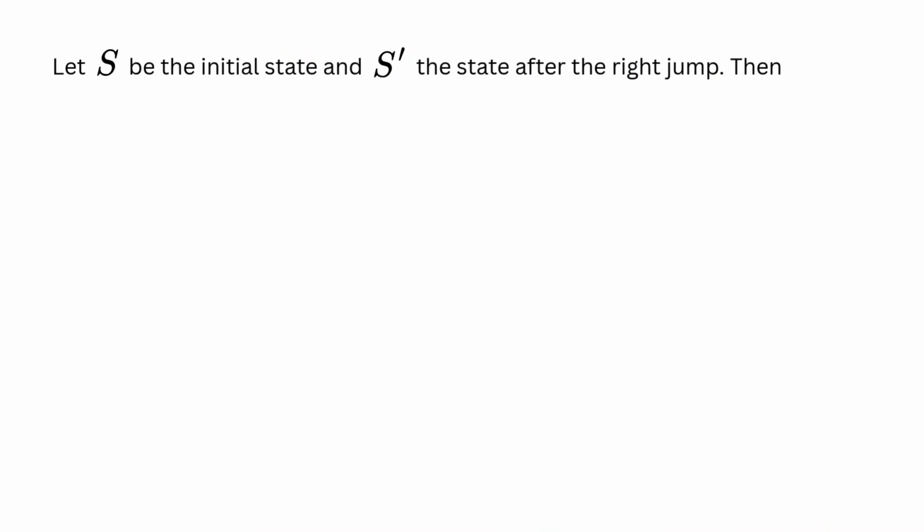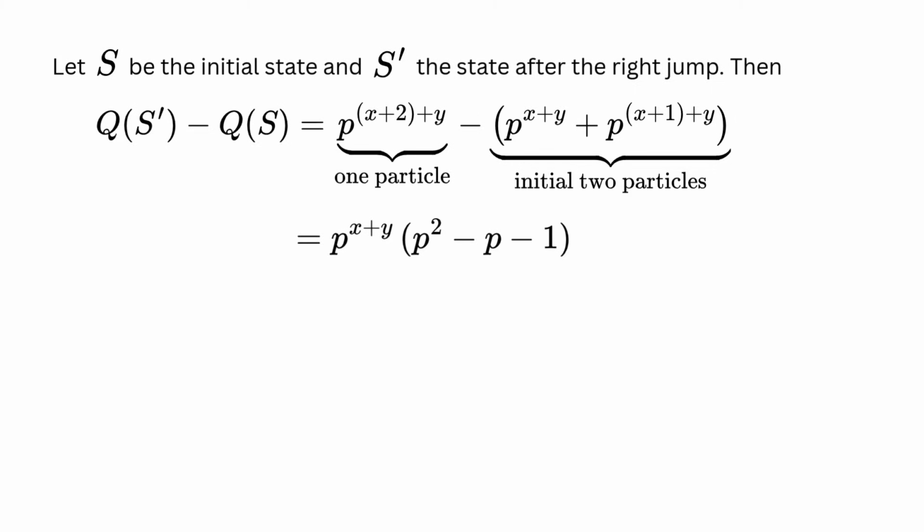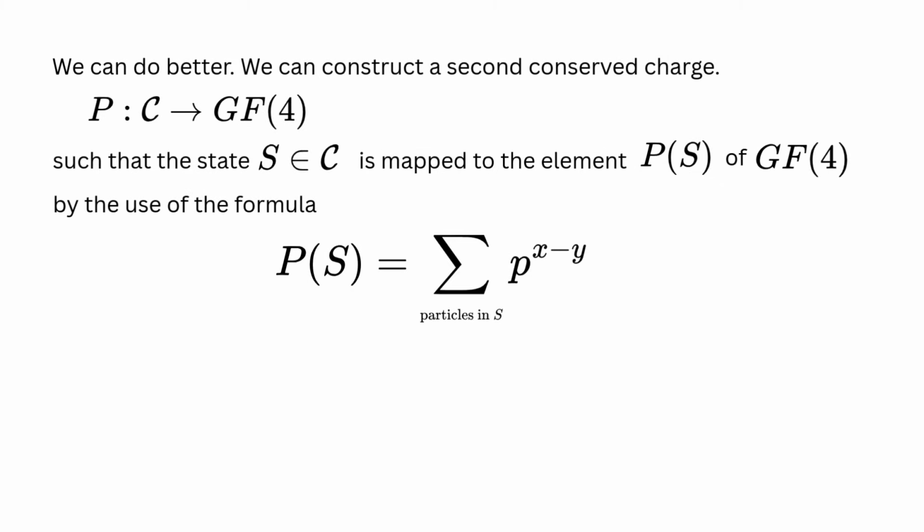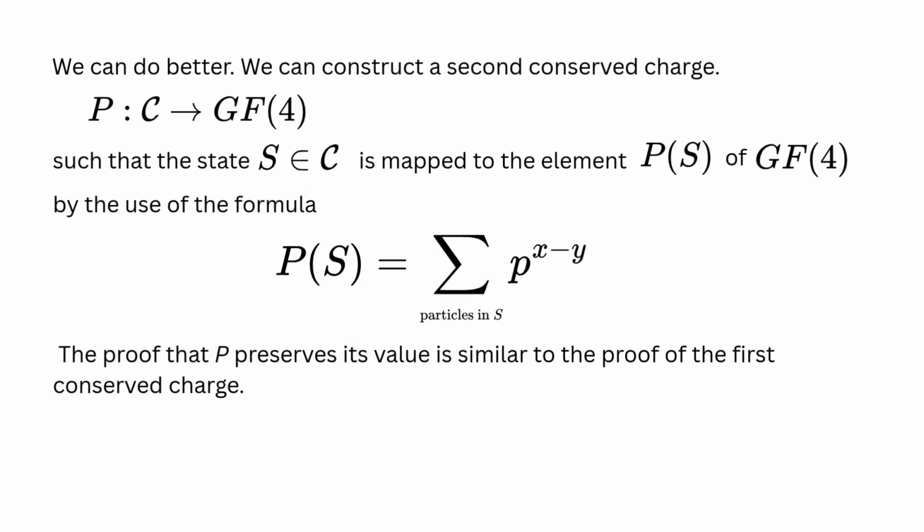If S is the initial state and S prime is the new state, the charge Q changes by the following amount. Notice the factor P squared minus P minus 1, which vanishes in GF4. Similarly, we can prove that Q preserves its value for the other 3 jumps too. Hence, the charge Q is conserved during the evolution of the system. We could do even better. We can construct a second conserved charge. The proof that P preserves its value for any jump is a replica of the previous proof.